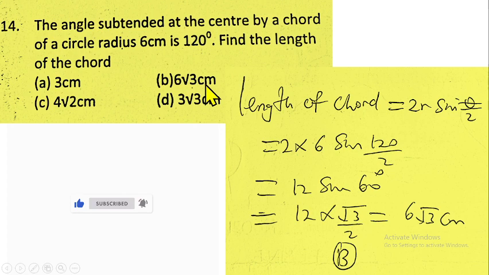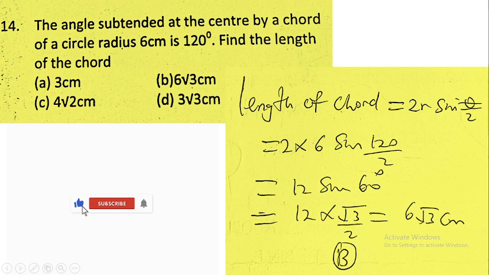Question number 14 is on length of chord. The angle subtended at the center by a chord of a circle of radius 6 centimeters is 120 degrees. Find the length of the chord. So there's a formula for finding the length of a chord. The formula for finding the length of a chord is 2r sine theta over 2, where theta is the angle here.